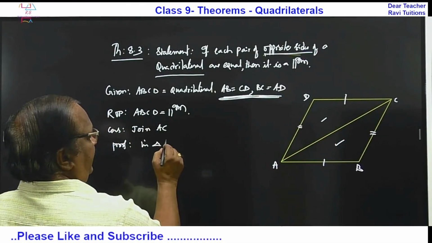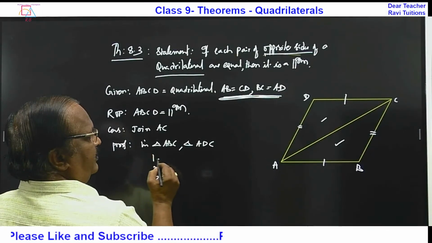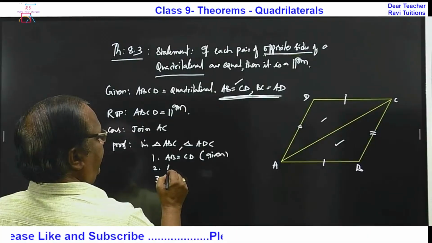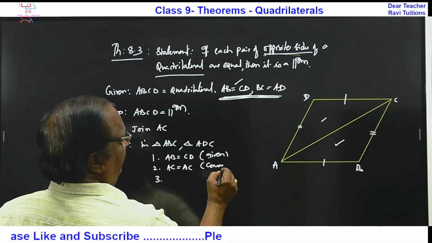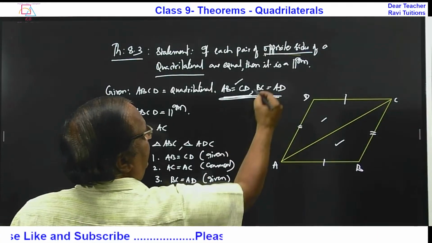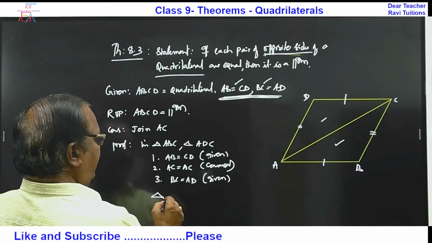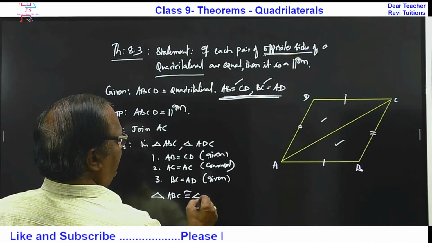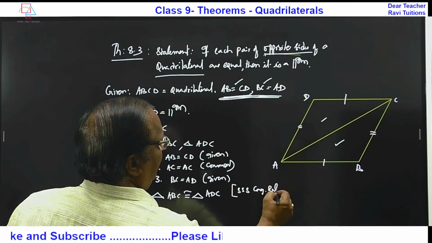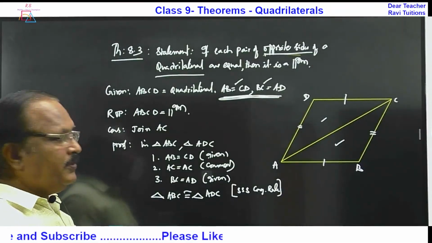In triangle ABC and triangle ADC, you list out the equal parts. AB is equal to CD, this is given. AC is equal to AC, this is common, and BC is equal to AD, this is also given. So all three sides of one triangle are equal to three sides of another triangle. Therefore, triangle ABC is congruent to triangle ADC by SSS congruency rule. So both triangles are congruent.